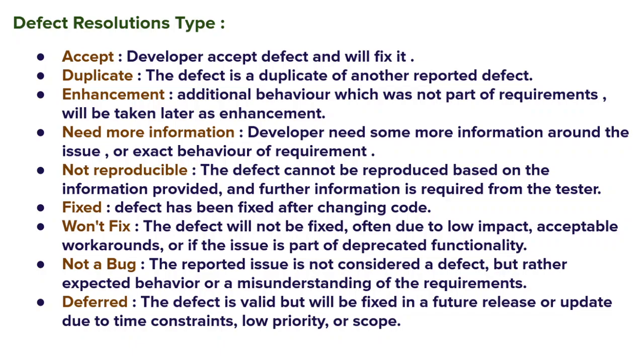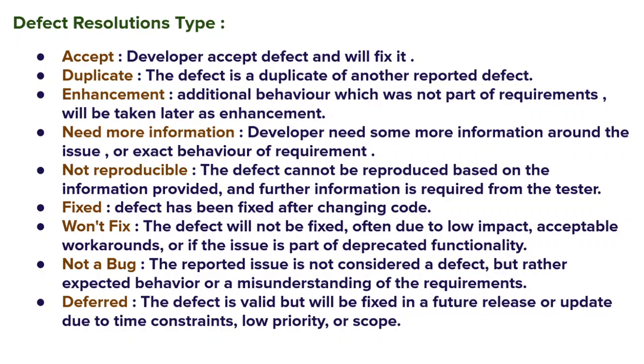Whatever issue the QA team has logged, if the developer changes the resolution of the issue to accept, that means the developer has accepted that it is a valid issue, and he is going to work on it. He will do some kind of a code change or logic change to change the behavior and fix that issue. Once that issue is fixed, he will provide it back to the tester for retesting. So that is one of the resolution types, accept.